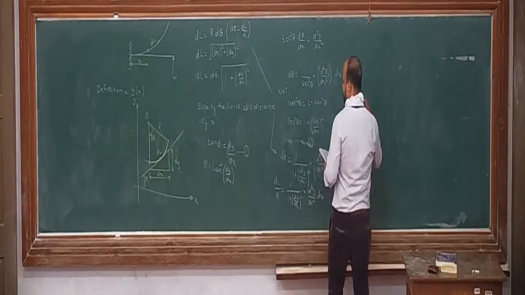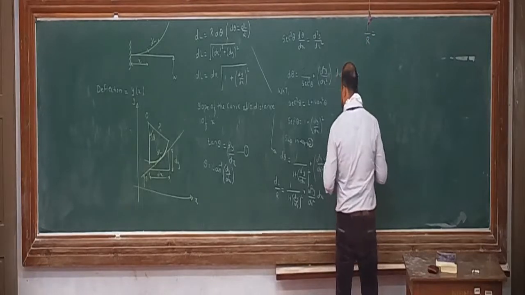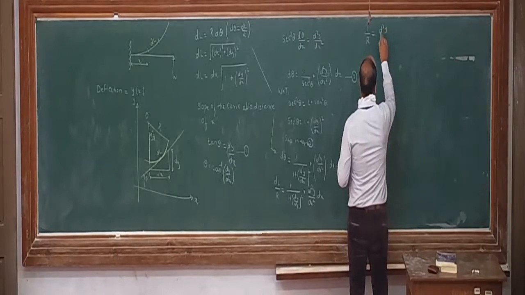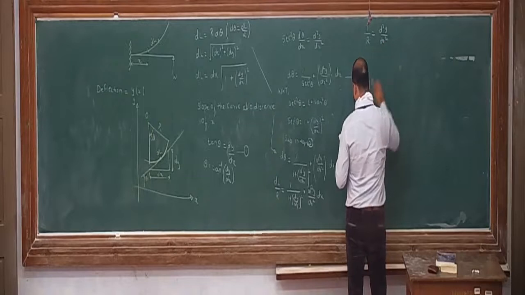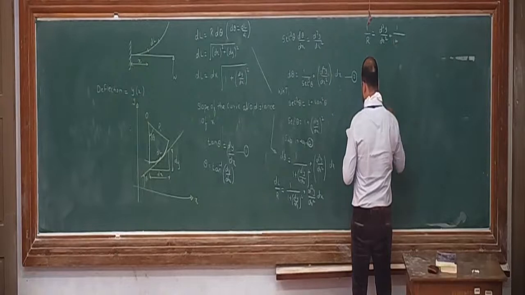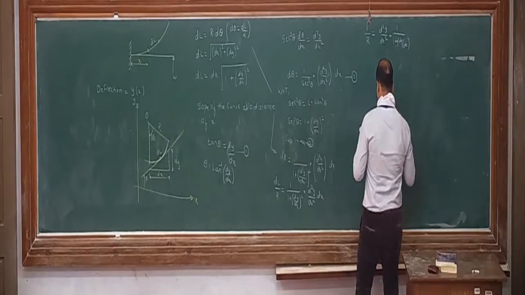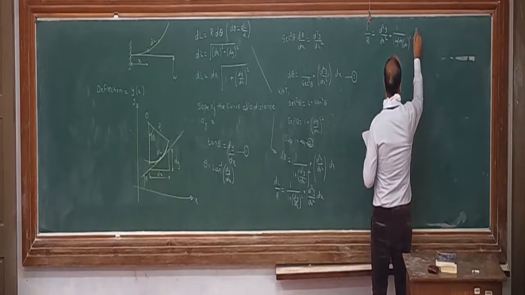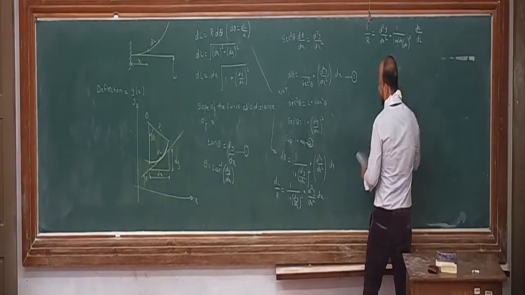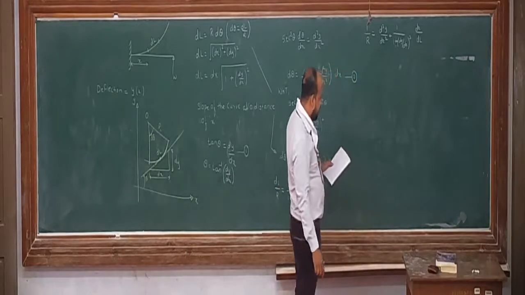What will you get? 1 by r is equal to d square y by dx square, into 1 divided by 1 plus (dy by dx) square, into dx, and that dl will come here. This dl will go and sit here, that is dx divided by dl.